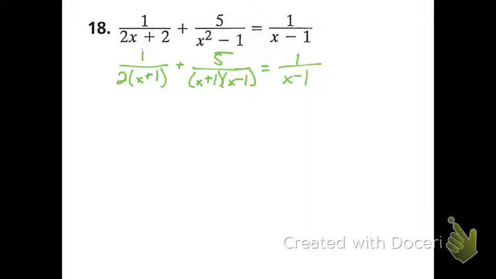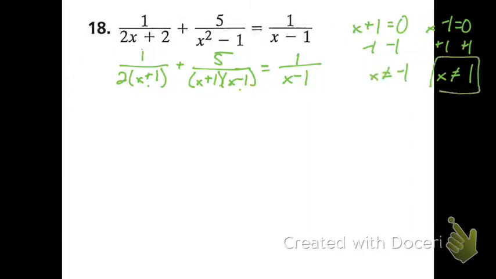So, my denominator has an x plus 1 and x minus 1. So I'm going to say each of those equal to 0 to figure out my restrictions. X cannot equal negative 1, and x cannot equal 1. So those are my 2 restricted values, my 2 excluded values, if you will.